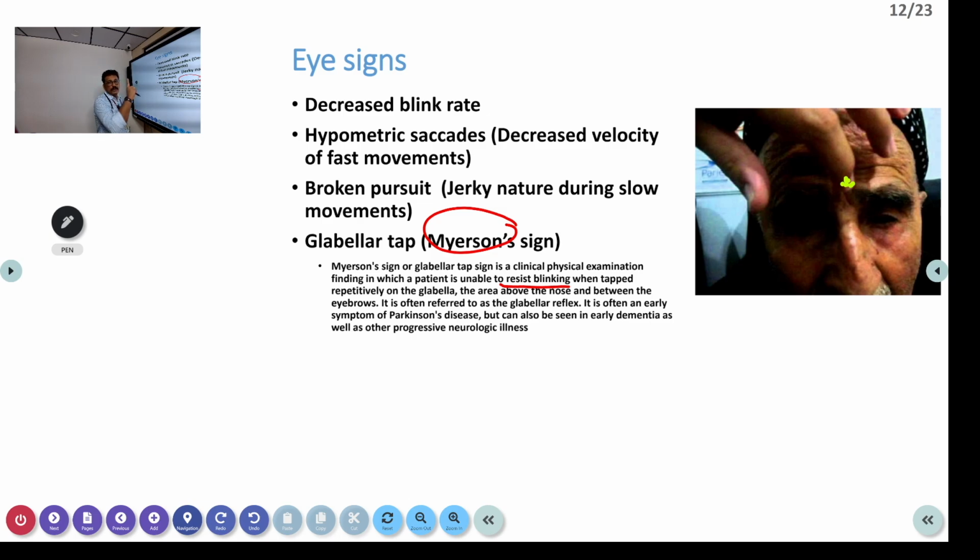If you ask the patient to look very fast, normally we look towards an object very fast, but this Parkinson patient's eyes will be very slow. So even if you move your finger very fast, the eye movement will be slow. Broken pursuits, that is slow movements will be broken. If you ask the patient to follow a slow object, normally it is a very smooth follow up, but during that following, you can see that the eyes will be broken. So fast movements are made very slow and slow movements are broken. That is the main finding in Parkinson patient.